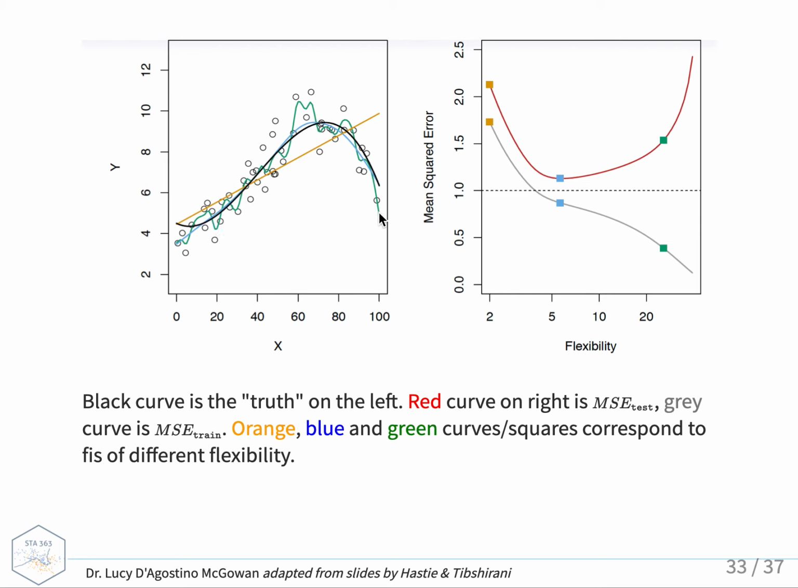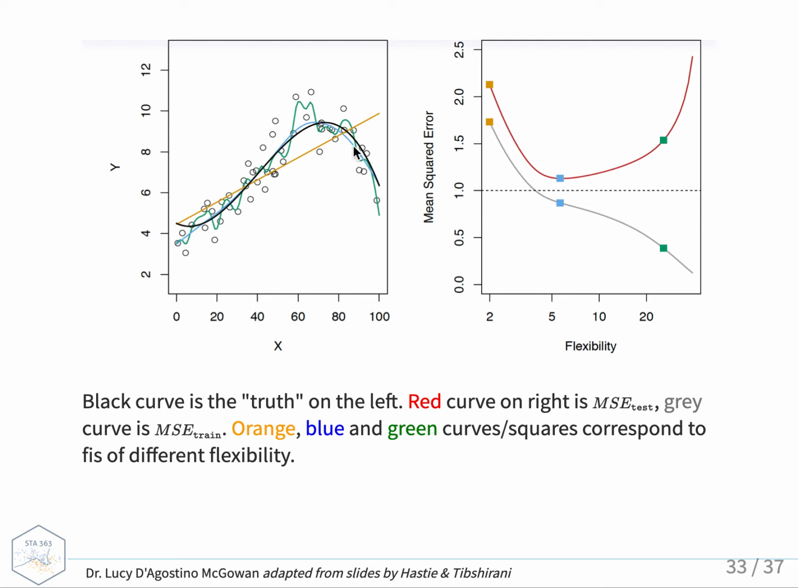And so those correspond to basically different flexibilities. So this orange line here, the straight line, that is a linear model. And so in both cases, there's higher mean squared error for both the test data and the training data. This is our least flexible model. On the bottom here, on the x-axis, we're measuring flexibility. On the y-axis, we're measuring mean squared error. So for this very inflexible model, we've got a pretty high mean squared error for both our test data and our training data.